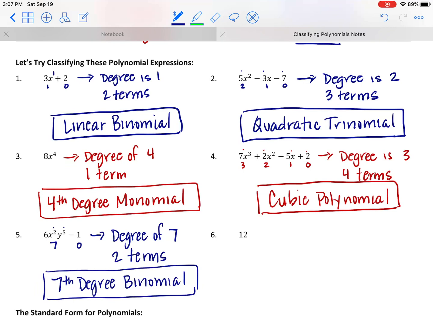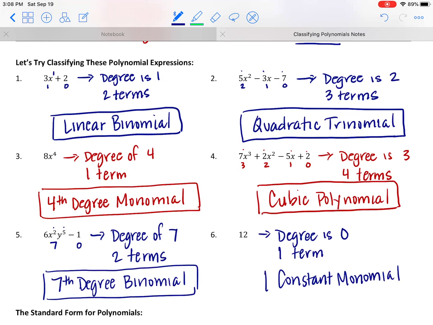And then number 6, just a 12. What's going on here with the 12 is, well, we have a degree of 0, no variable factors in there. So this degree is 0, and it's got just one term. So we're going to call this a constant. And technically it is a monomial. And there's that.